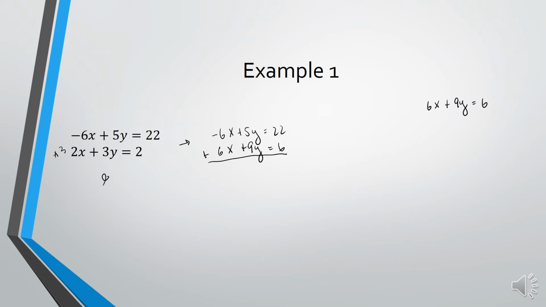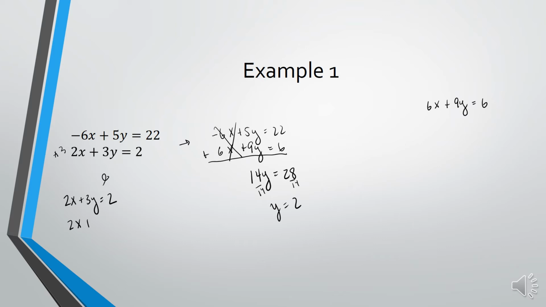So we'll add them together. The x's go away, and I get 14y equals 28. Then we'll divide both sides by 14 to solve for y, so y equals 2. We just need to figure out what x is now. So to do that, pick either equation. It doesn't matter which one. The values are a little bit smaller on the second one, so I'll pick that one. And I'll plug in y equals 2.